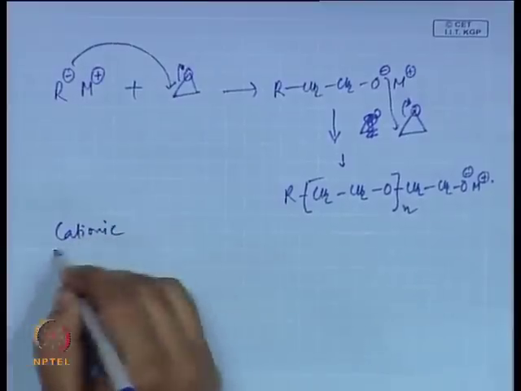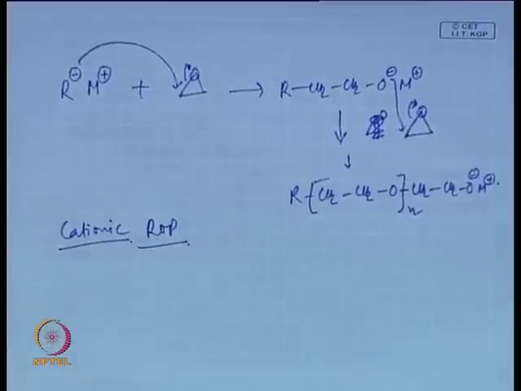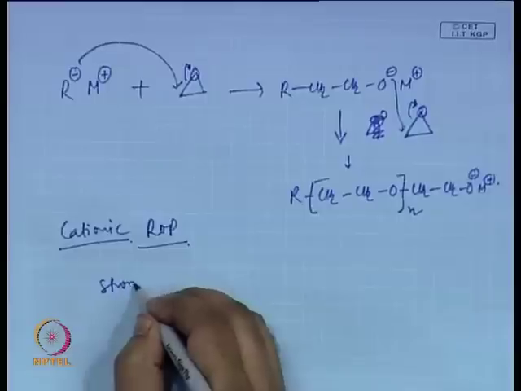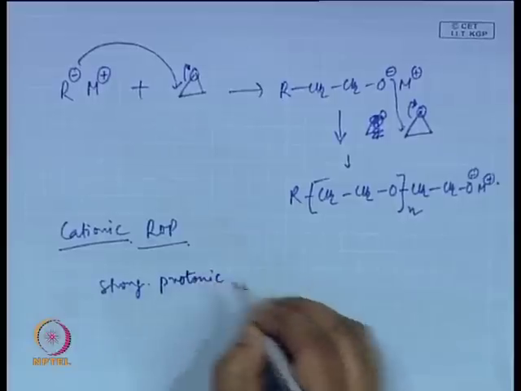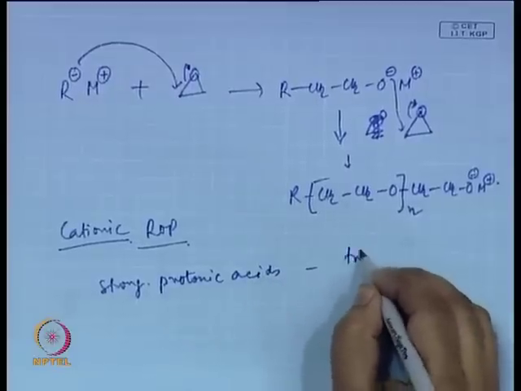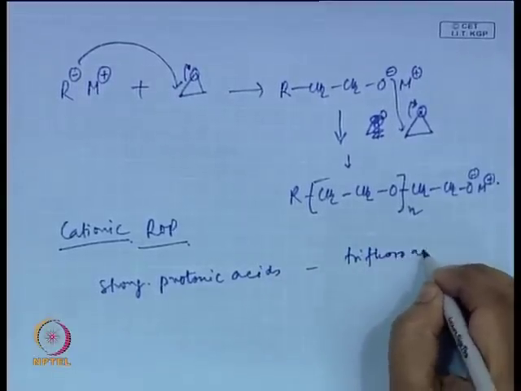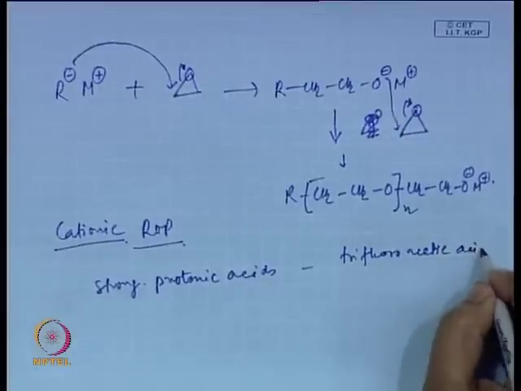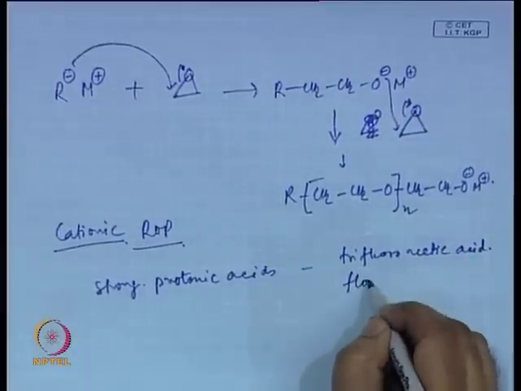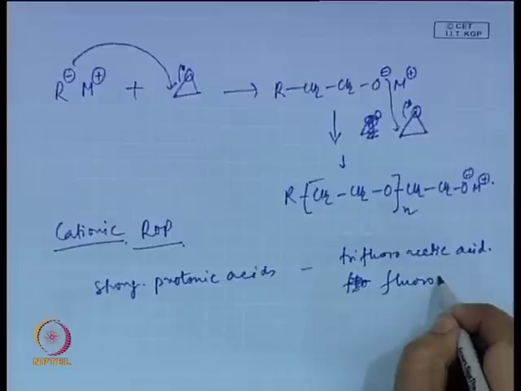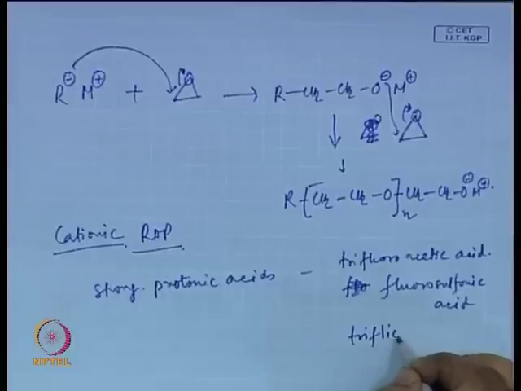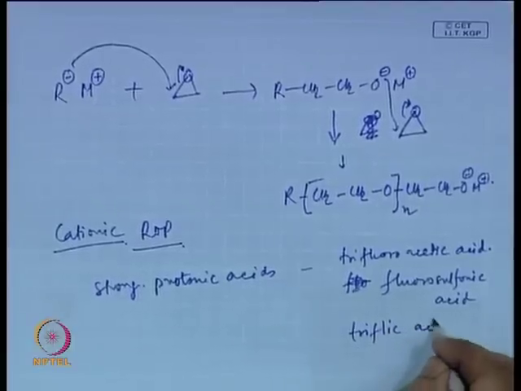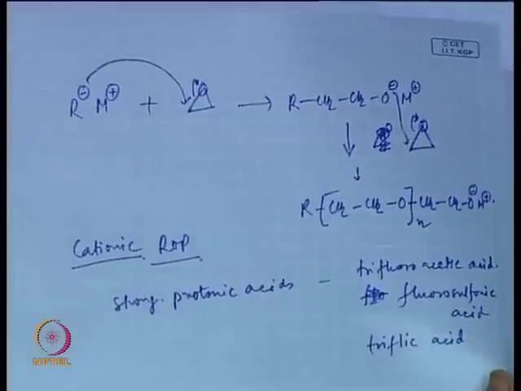Now, if we talk about cationic ring opening polymerization, here typically strong protonic acids like, say, trifluoroacetic acid or fluorosulfonic acid or, say, triflic acid, which are very strong acids, are required to initiate a ring opening polymerization.